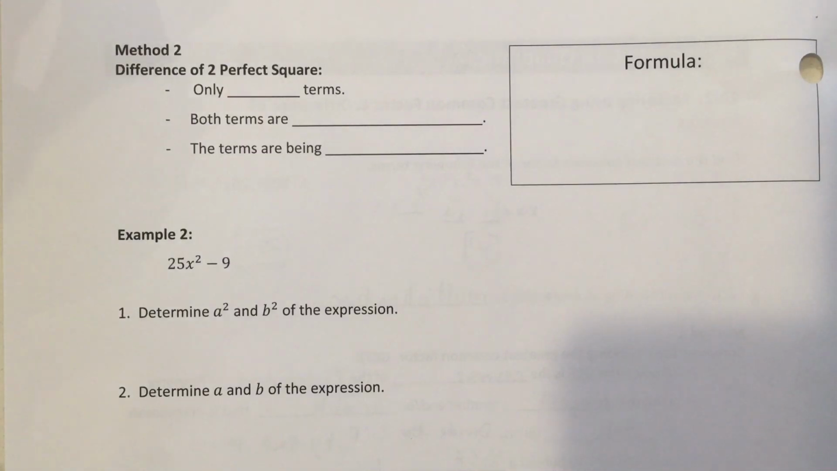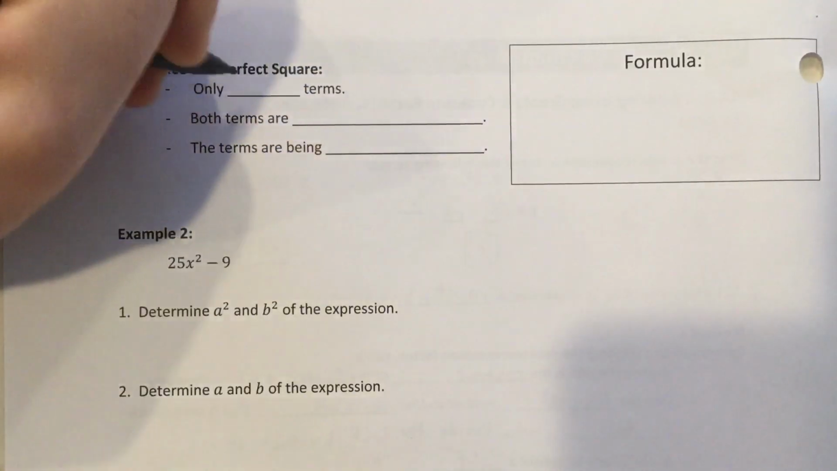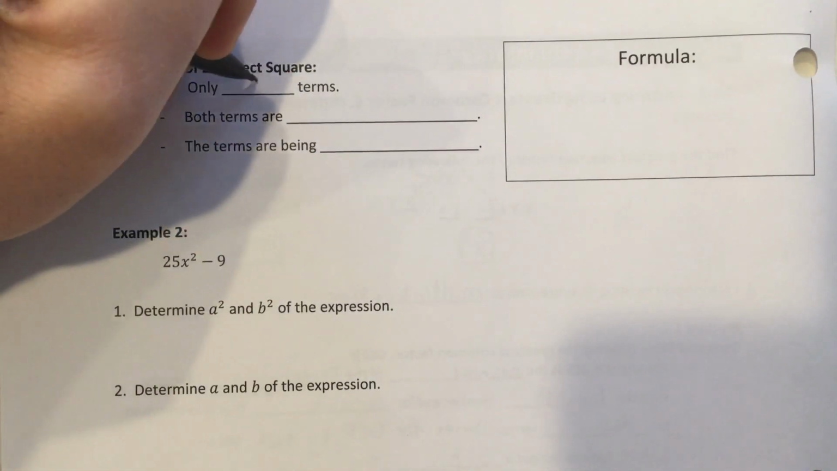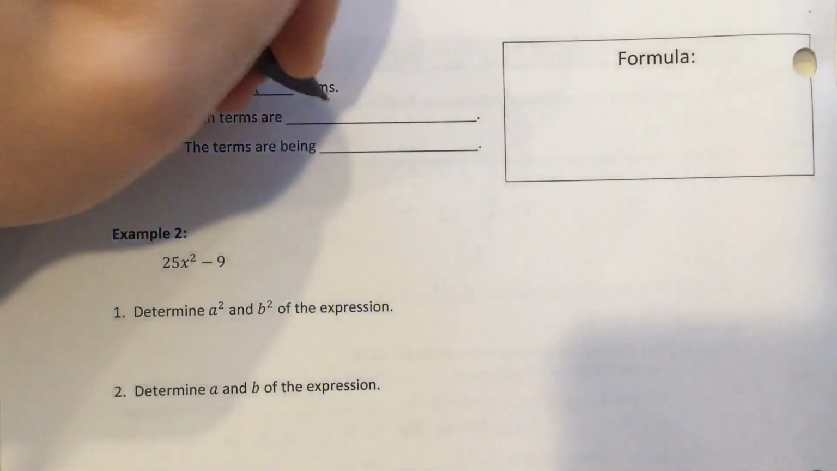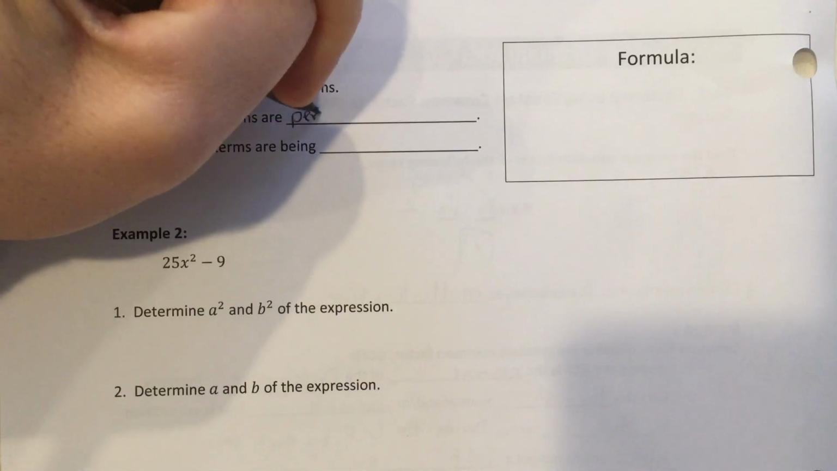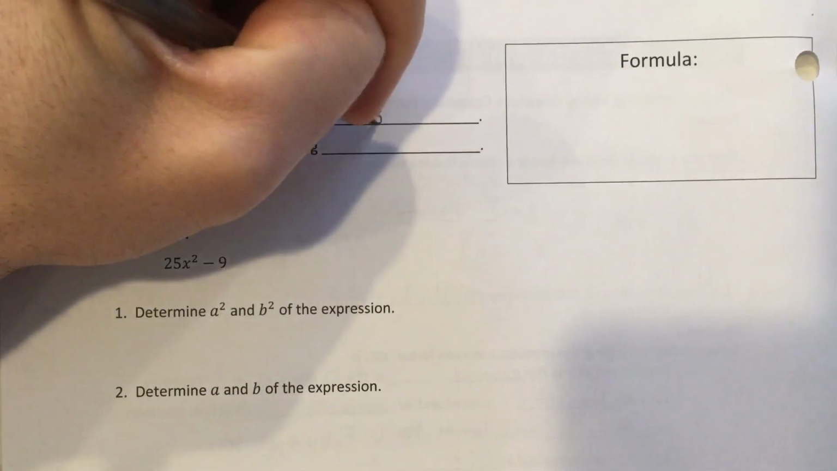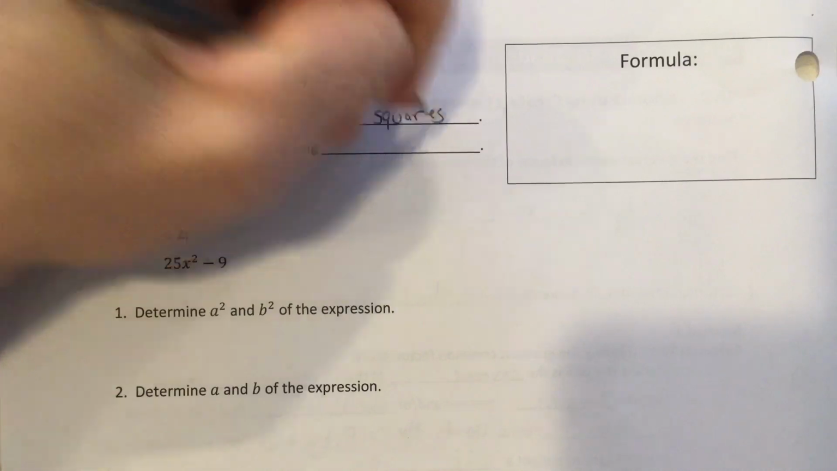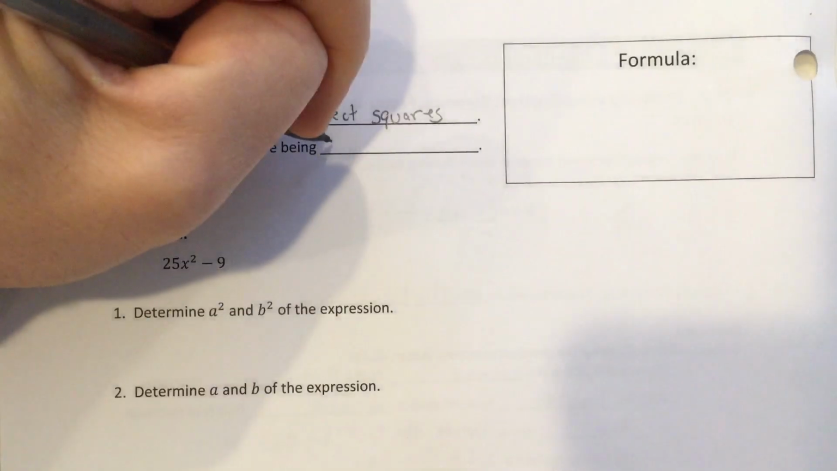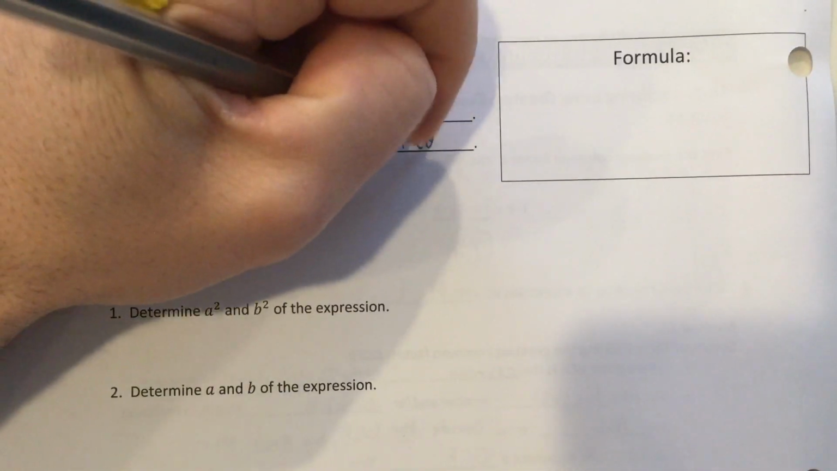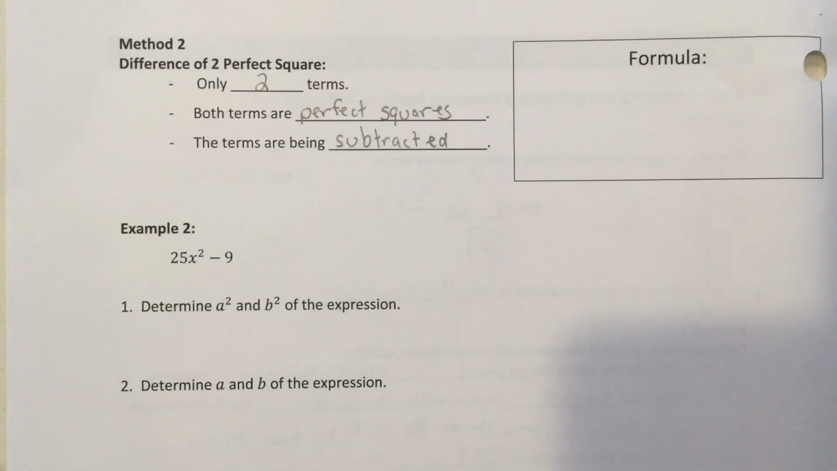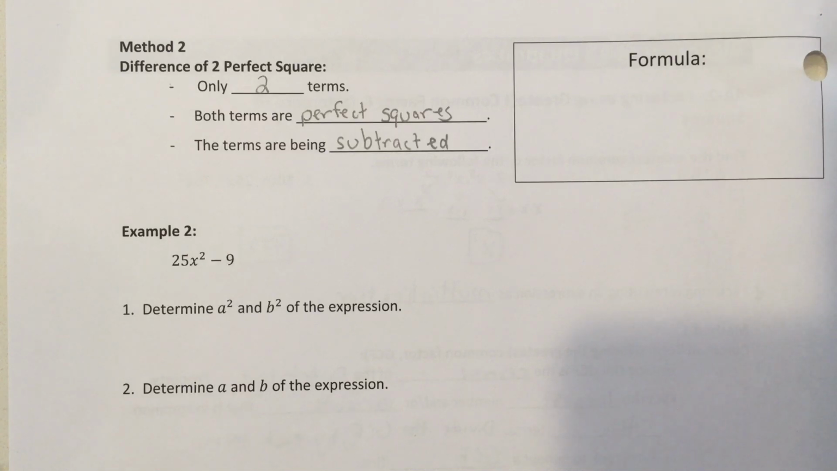However, after you do that, difference of perfect squares can occur when there's only two terms. That's why it's called "two." Both terms are perfect squares, and the terms are being subtracted. Remember, perfect squares are numbers that you can take the square root of and get a whole number out, or they're numbers that you can take a number and square it, or multiply by itself.